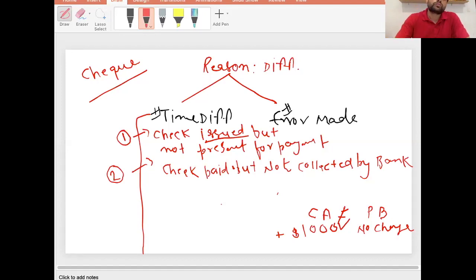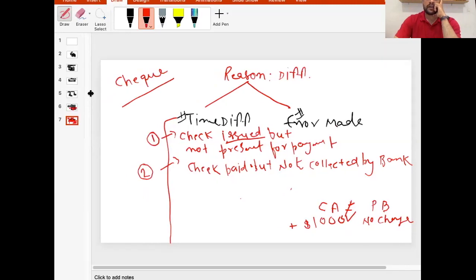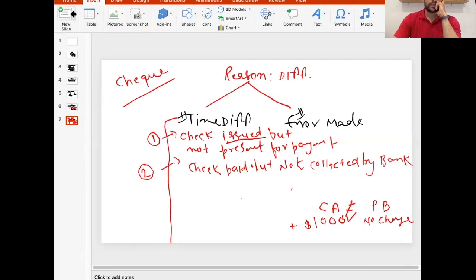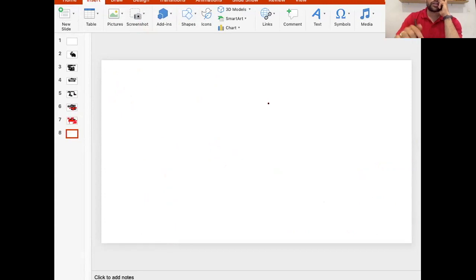Okay, next point is... Before I move on to the next point, I want to explain a few things about debits and credits, right? What is the meaning of debit and credit from the bank's point of view?